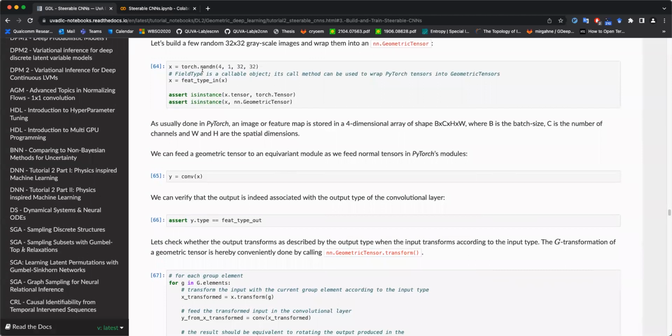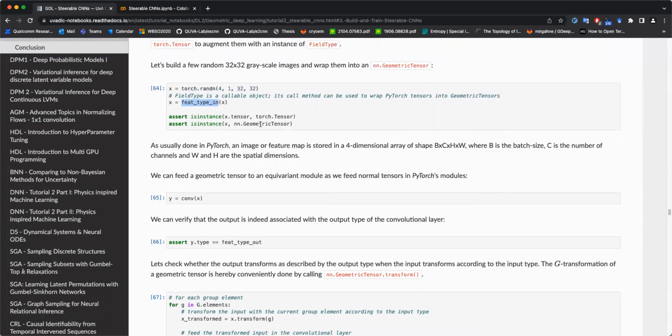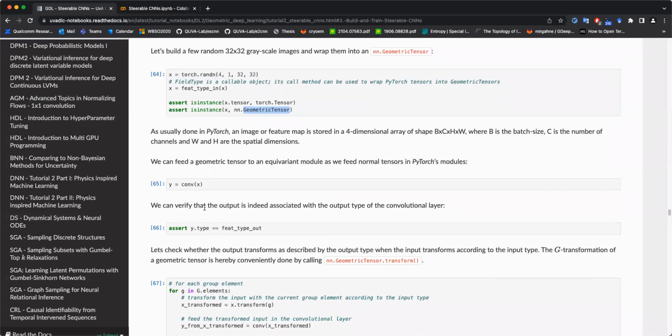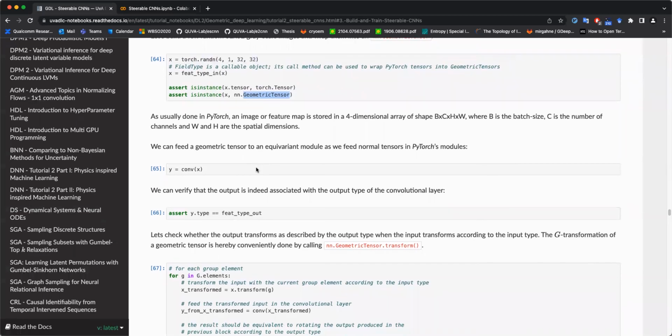We can try to generate some random input. If you take a torch tensor and you wrap it with an input type, it's going to return a geometric tensor, which is nothing more than just a torch tensor associated with a type. So it's just like a typed tensor, and that's just used for the library to internally check that everything is equivariant. Because if you feed an input transforming according to the wrong representation into a layer that expects a different representation to be equivariant, of course everything is not working anymore. So this is mostly useful for automatic type checking.